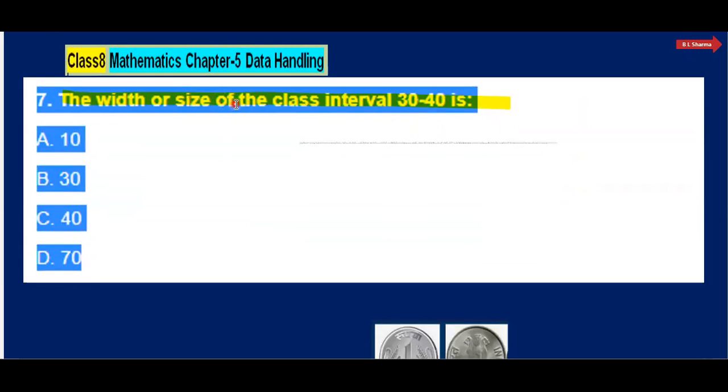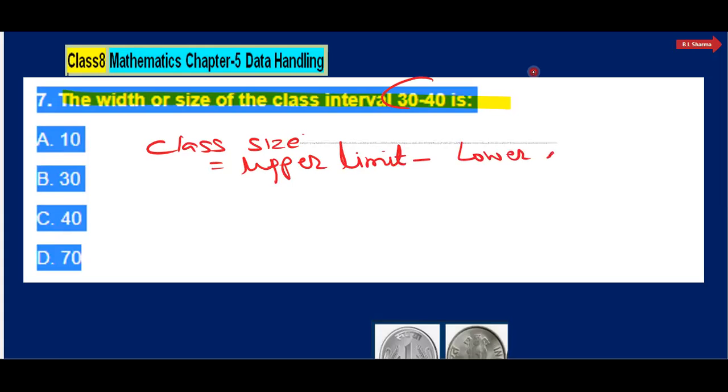The width or size of the class interval 30 to 40. We know that the class size is given by upper limit minus lower limit. Upper limit is 40, lower limit is 30. So 10 is the correct answer.